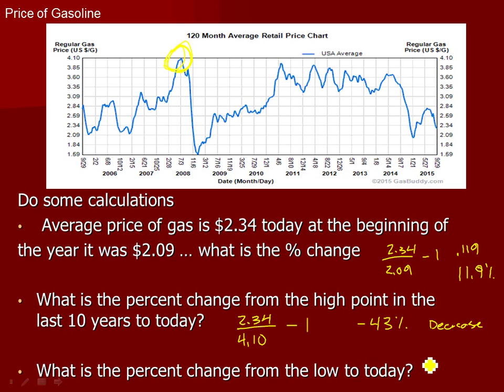All right, so what do we get? 38% increase.